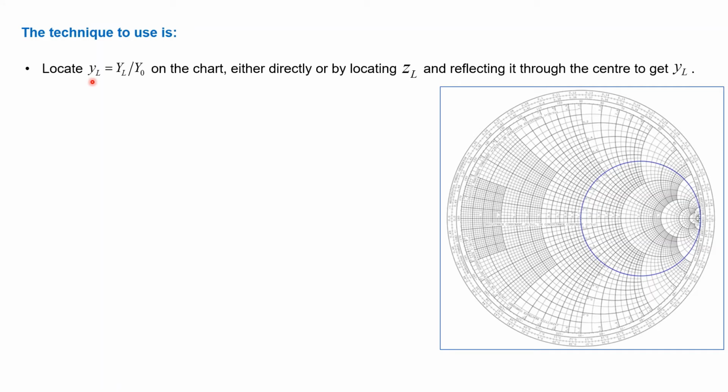And if you know ZL, of course, it's simply the inverse of the normalized load impedance. That's very simple to do. Basic complex number manipulation, and then plot that point on the chart. And that avoids cluttering up the chart too much. Now on the chart here, I've actually shown the G equal to 1 circle in blue.